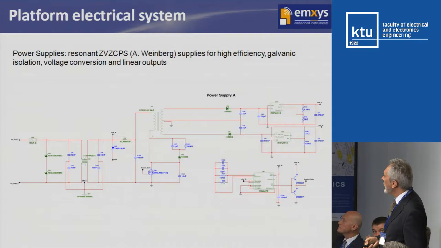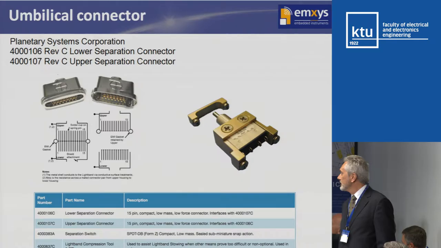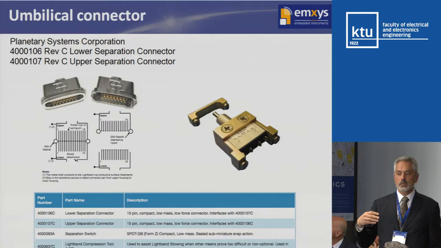We need an umbilical connector as well, although this is not included in the CubeSat standard. We are using a commercial connector. Before the deployment of the CubeSat, we need to get some data of what is happening or what is going to happen. And of course, we need to recharge the secondary battery because it will be discharged during the journey to the asteroid. And this is a connector that we are using.